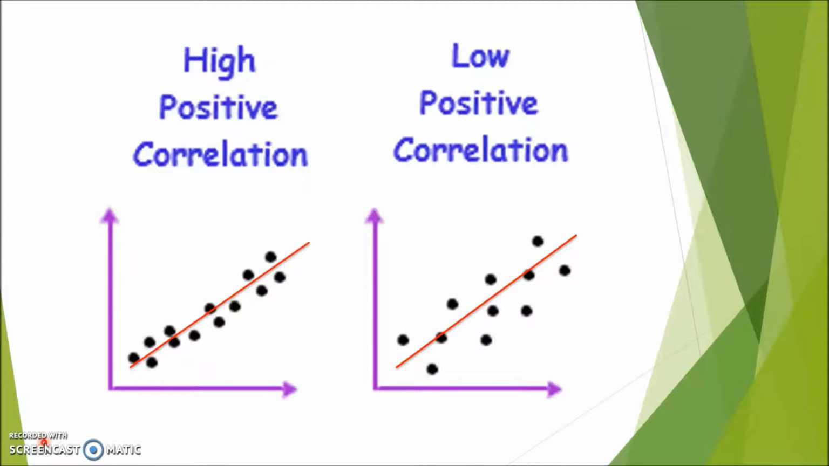Here we have an example of a high or strong positive correlation. As you can see, the points are close to the line of best fit. This indicates that it is a high or strong positive correlation, as compared to this graph where the dots are further away from the line of best fit, indicating that it's a low or weak positive correlation.